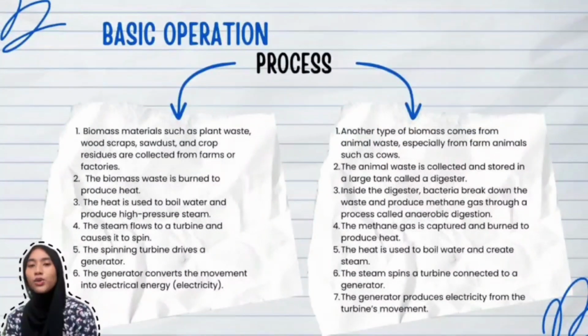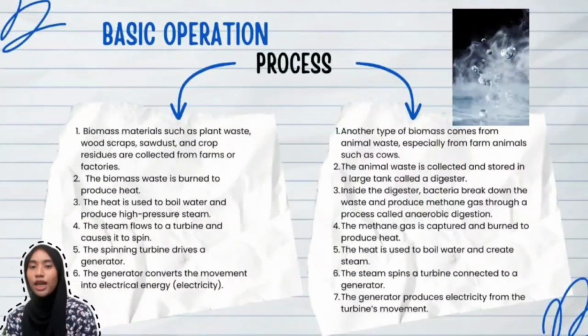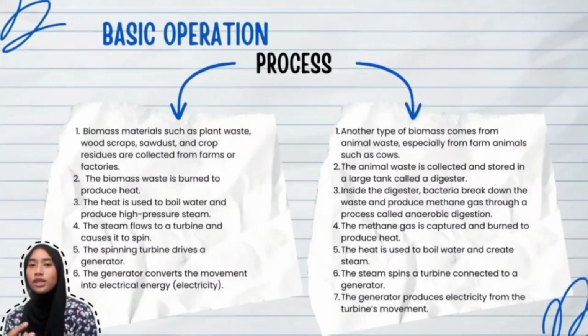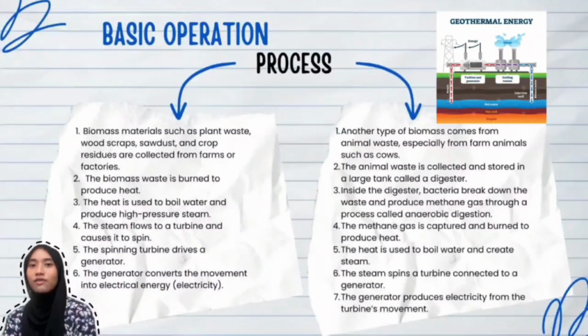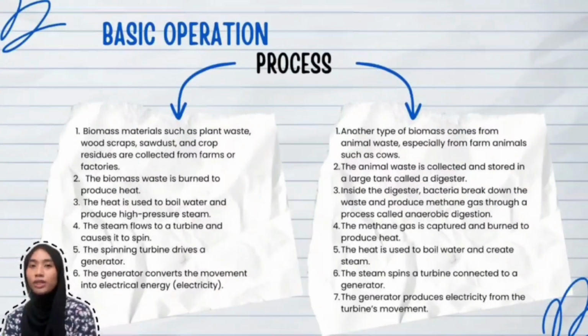This heat is then used to boil water and create high-pressure steam. The steam flows to a turbine and causes it to spin. As the turbine rotates, it drives a generator, and the generator converts the movement into electrical energy. In simple terms, biomass waste is turned into electricity through heat and steam.